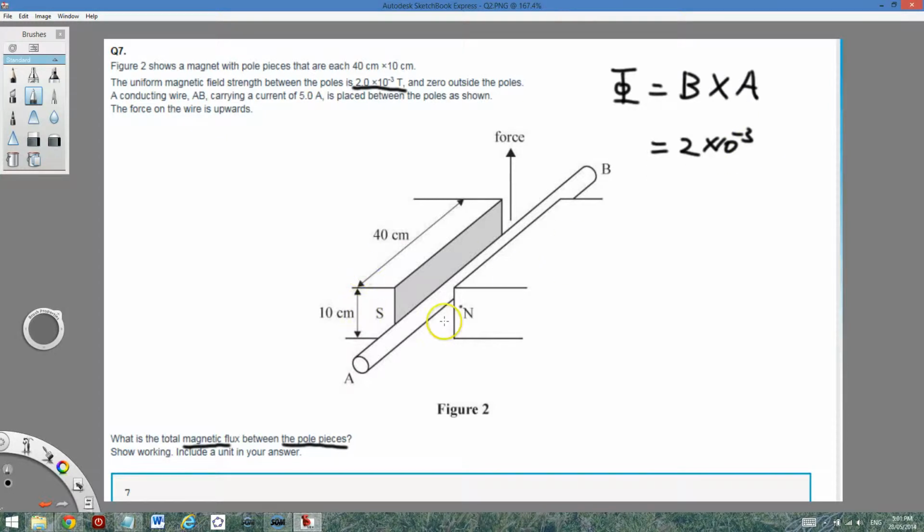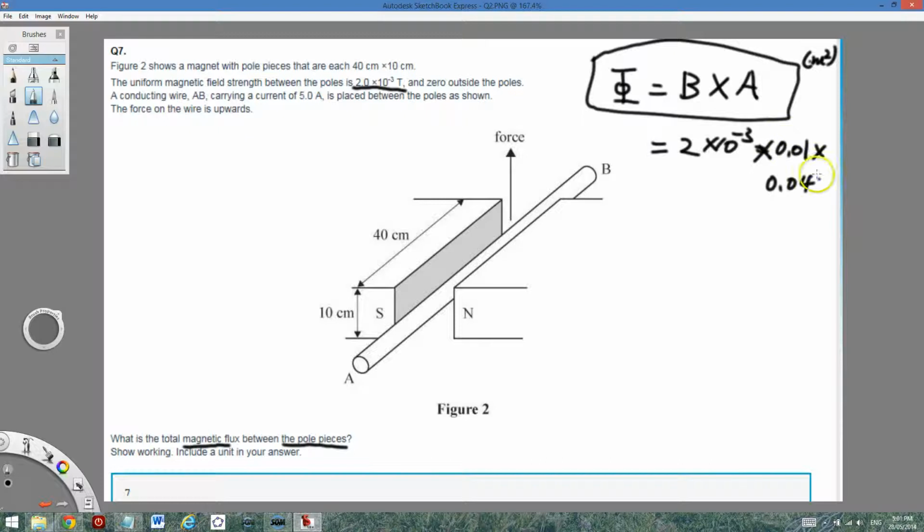and the area. Remember, if you're using this equation, your area must be in the unit of meter square. So you need to times 10 centimeters, which is 0.01 meters, times 0.04 meters. Okay, convert all the values to meters. Then put it in your calculator, you get an answer. The unit is Weber, Wb.